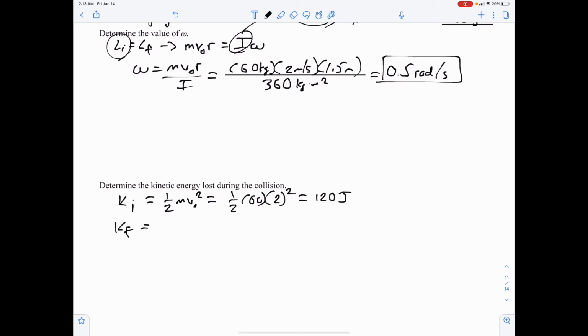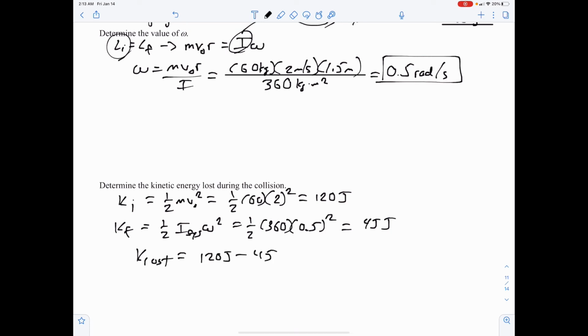Afterwards, it's 1/2 I of the system times omega squared. So 1/2 times 360 for the system times omega squared, we found to be 0.5. So 0.5 squared is 0.25. A quarter of 360 is 90. Take half, we have 45 joules. And so the kinetic energy lost would be your 120 joules minus your 45 joules, or 75 joules.